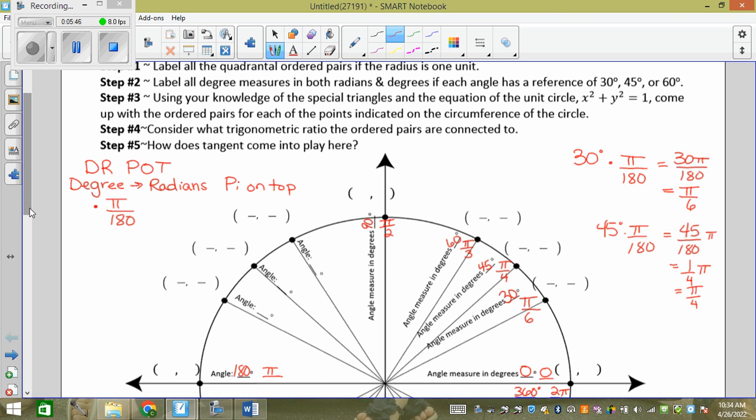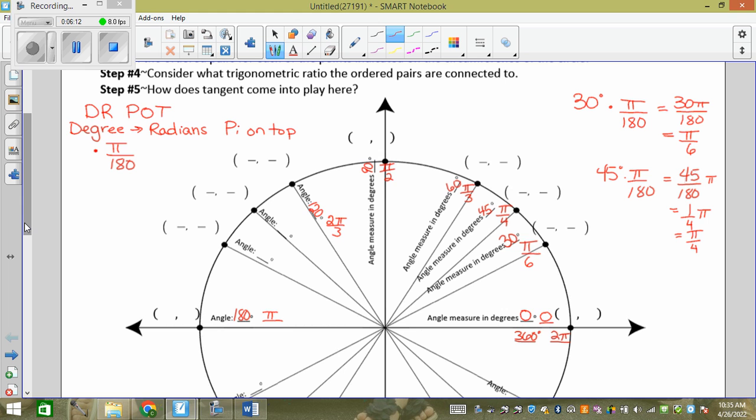Then here we have 2 pi over 3. Oh, it's going to be 2 pi over 3. Here we have 120 degrees. And type 120 divided by 180 in your calculator. What do you get? 2 over 3, right? So what's it actually going to be? 2 pi over 3. You finish it up. See if you can finish the unit circle, and then I'll add the answers.